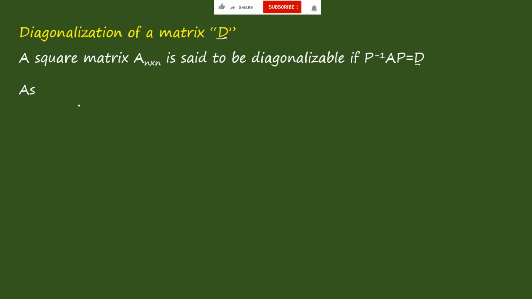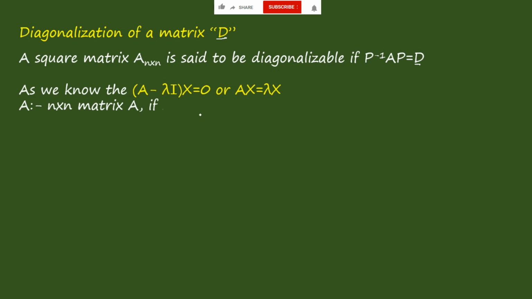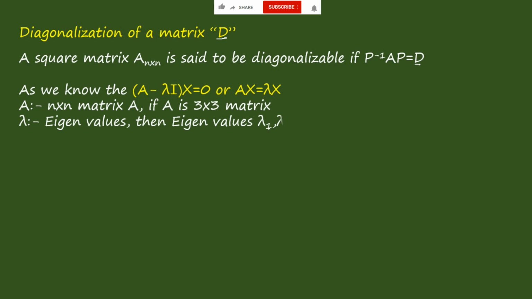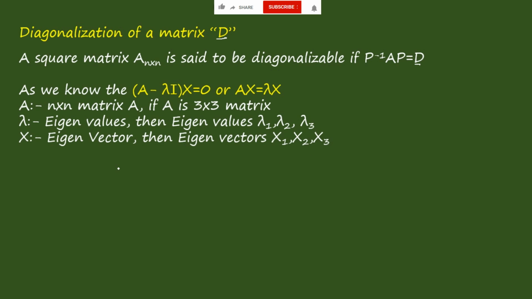But we know that (A minus lambda I) x is equal to 0, or Ax is equal to lambda x, for eigenvalues and eigenvectors, right? Where A is nothing but an n cross n matrix. If you consider A as a 3 cross 3 matrix, lambda is nothing but the eigenvalues, which become lambda 1, lambda 2, and lambda 3. And x is nothing but the eigenvectors, which become x1, x2, and x3.